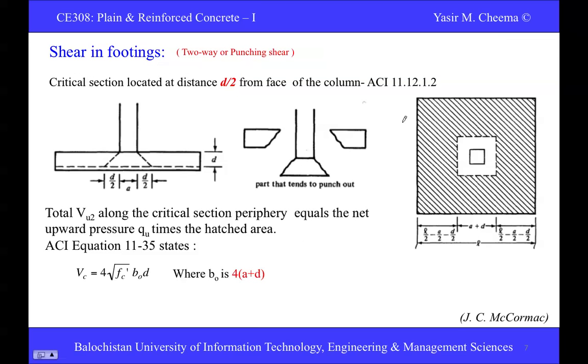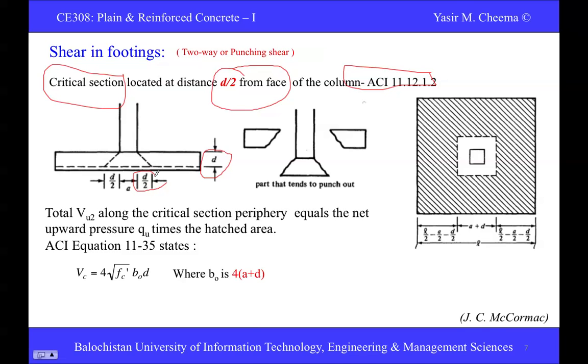Similarly, here is two-way or punching shear. For two-way or punching shear, the ACI code recommends that the critical section where shear strength occurs is located at a distance d/2 from the face. Remember it: for two-way shear, this critical section occurs at a distance d/2 from the face. But for one-way shear or beam shear, these critical sections occur at a distance d from the column face. So again, here is d, and the critical section would occur at a distance d/2.